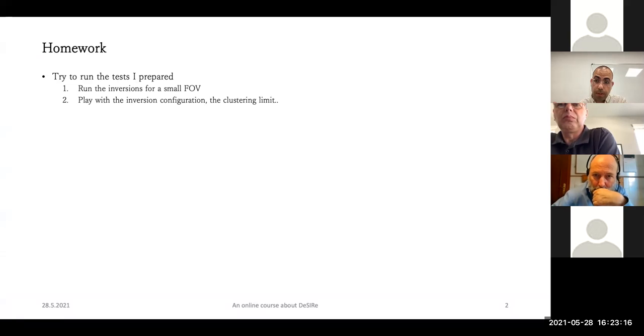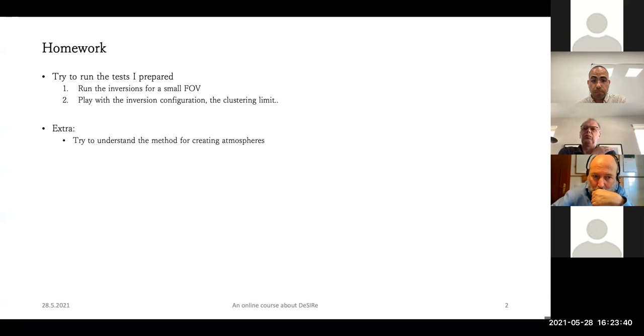Play with the inversion configuration. I just put one, a reference one, but you can play with that. You have 3 lines in total, so you can also play a bit with the clustering limit. Maybe you say, well, I put 12.1 or 12.3, and the results were essentially the same, but I gain a factor of 30% in speed. Then okay, go for it.